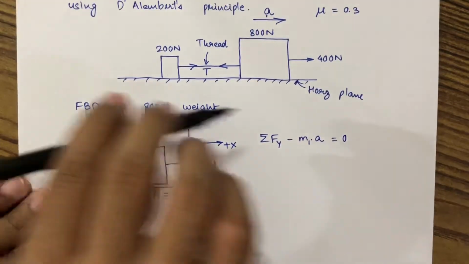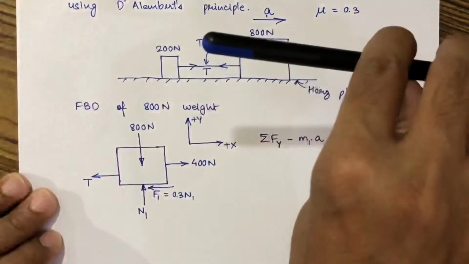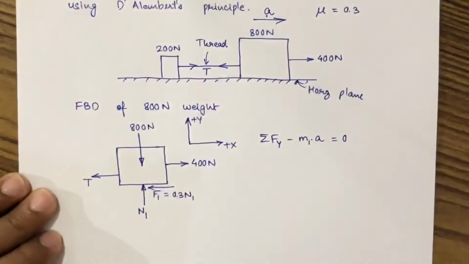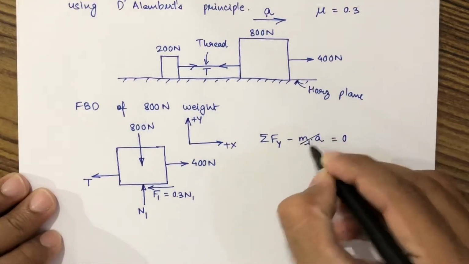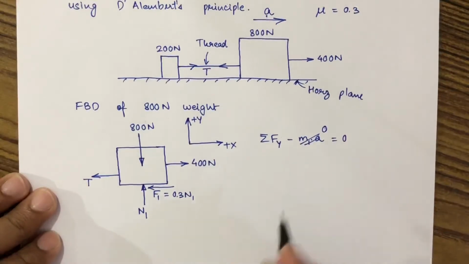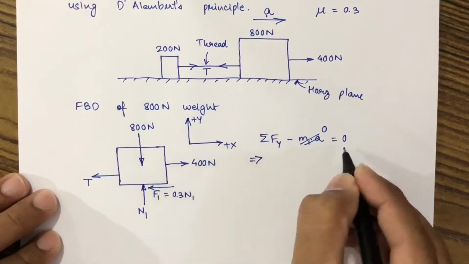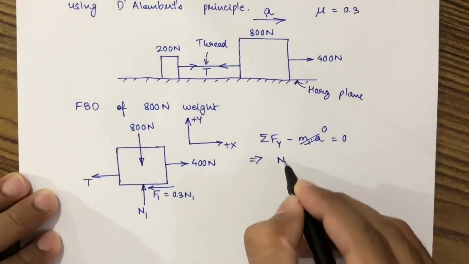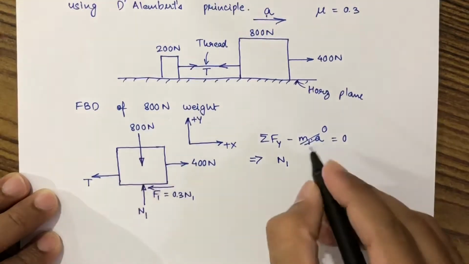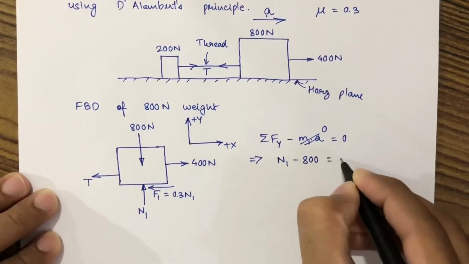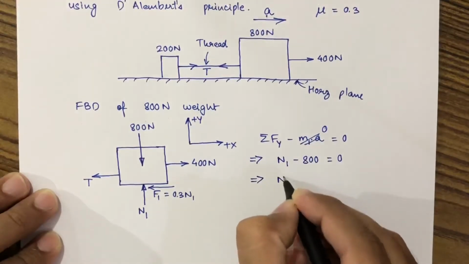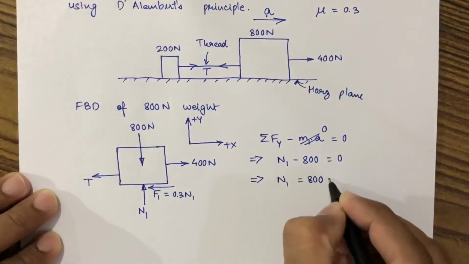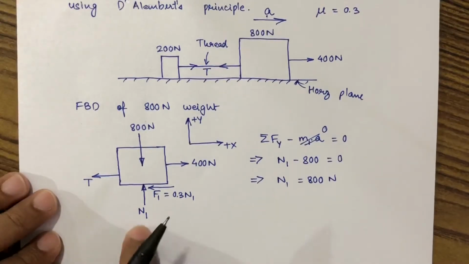As this block moves, the other block will also move along with it because of the connecting thread, so we denote the acceleration as A itself. But this weight is moving in the x direction only. It is not moving in the y direction. Hence acceleration will be 0 in the y direction. So summation Fy equals 0. The equation we get is N1 upwards plus 800 downwards: N1 minus 800 is equal to 0. So we get N1 equal to 800 Newton, the normal reaction value.